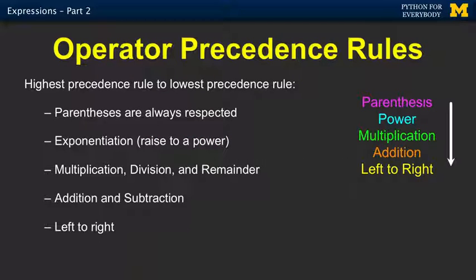So the rule is parentheses override everything. Exponentiation is the most powerful. Multiplication and division and remainder are equal. They're the next most powerful, then addition and subtraction. And then when in doubt, you just go left to right. So if there's a bunch of additions, you just go left to right. Or if there's addition and subtraction and a bunch of stuff, you go left to right.